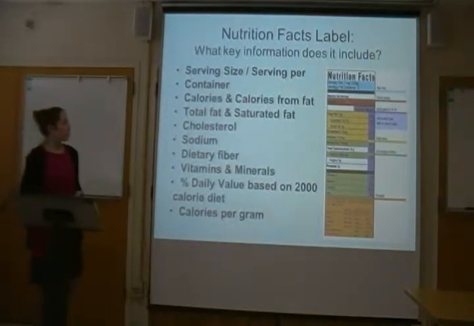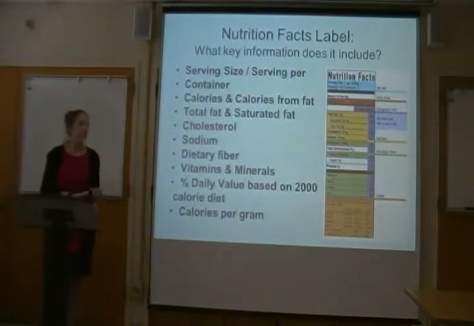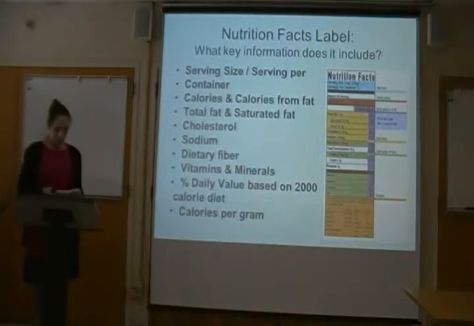So I also want to point out just a quick note about the percent DV, or percent daily value. That is, it represents the recommended daily allowances, or the amount of the specific nutrient that you should be getting in a day. And these are based on adult values, so that's something to keep in mind when we're looking at how much kids should be getting.